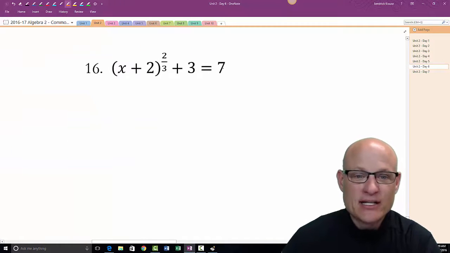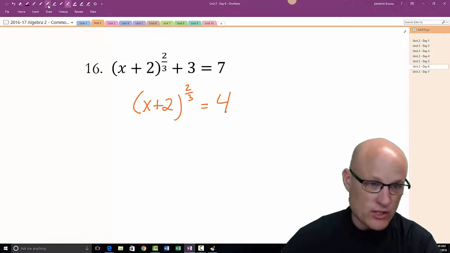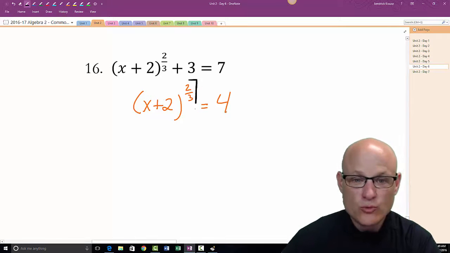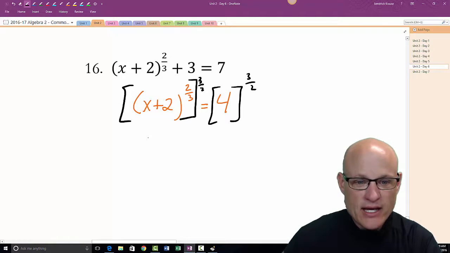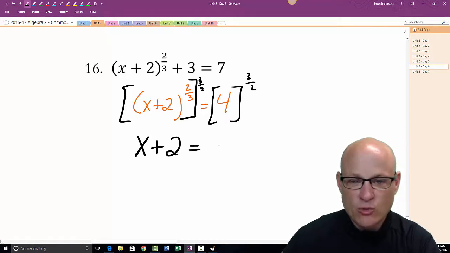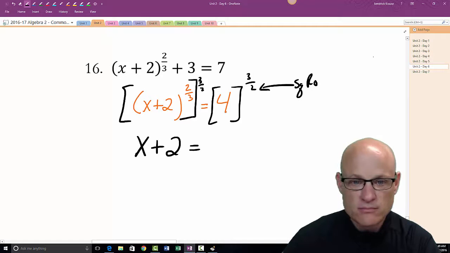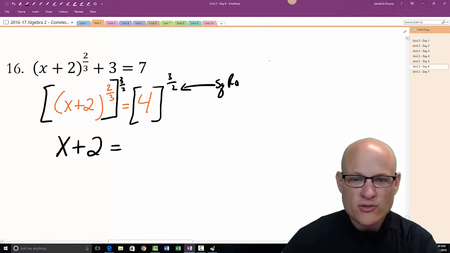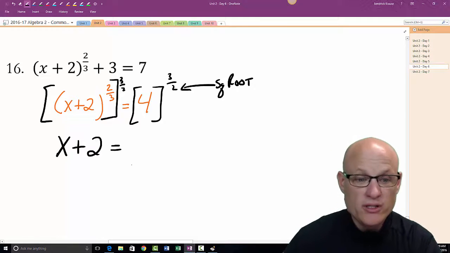Last problem, baby. Let's subtract the 4. We'll bring it over. We end up with x plus 2 to the 2/3 power equals 4. We're going to raise it to the reciprocal. The reciprocal is 3/2. And I end up with x plus 2 equals, now remember, this is a square root. So what is the square root of 4? 2. Cubed is 8. Subtract 2, and I get x equals 6.